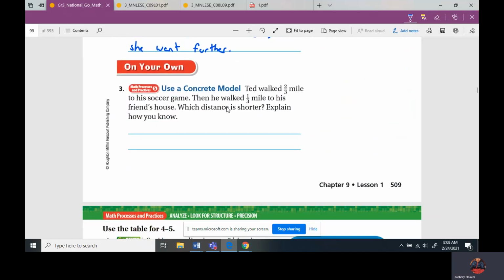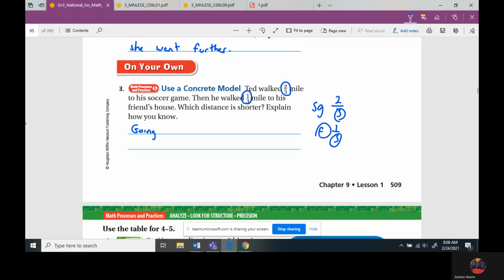This one says on your own. Ted walked 2/3 of a mile to his soccer game. Then he walked 1/3 of a mile to his friend's house. Which distance is shorter? So the soccer game was 2/3, and the friend's was 1/3. They have the same denominator, which means we just look at the top number. Which is bigger, 2 or 1? 2 is bigger. So which is shorter? Friend's house.